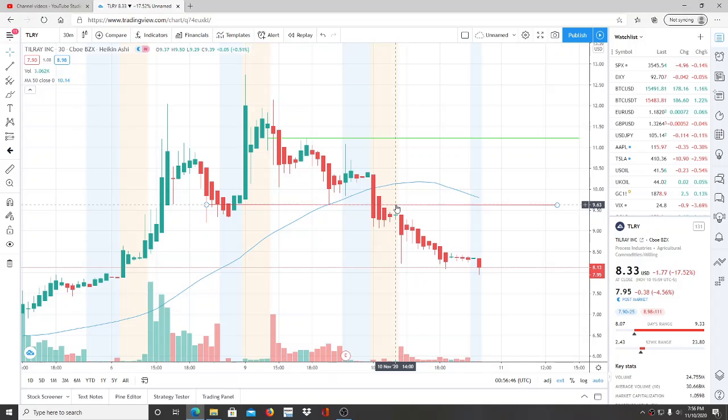So Tilray Inc. has actually been on a downward trend. It hit the highs here of about 12.73, 12.74, and from that point forward, it started to fall. It actually broke through the 50-day moving average. It broke through the support. And now we've seen it dramatically go in a downward direction. I mean, this is almost a $4 difference in a downward direction.